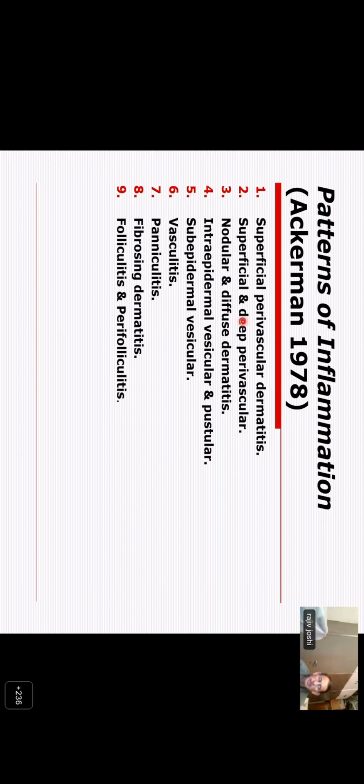So the patterns of inflammation that Ackerman first described in 1978 were the following: superficial and superficial perivascular dermatitis, superficial and deep perivascular dermatitis, nodular and diffuse, intraepidermal vesicular and pustular, subepidermal vesicular, vasculitis, paniculitis, fibrosing dermatitis, and folliculitis. So this generally summed up most of the inflammatory diseases.